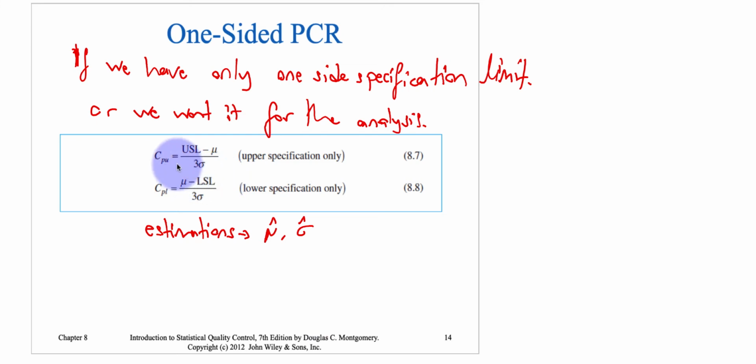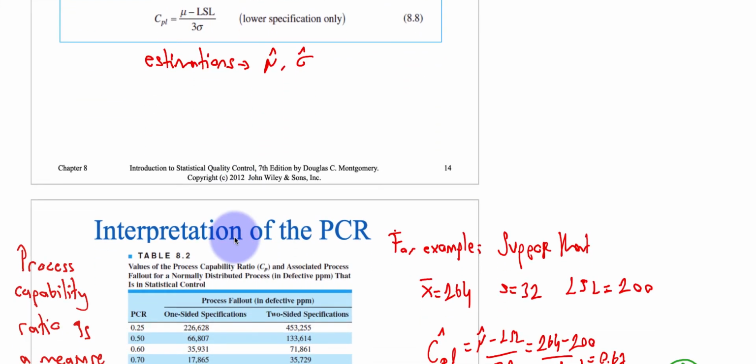In the upper-sided process capability ratio, we are just using the upper specification limit, and we are subtracting the mean of the process from the upper specification limit and dividing it by the 3 sigma level. And for the lower-sided process capability ratio, we are just using the lower specification limit, and we are subtracting the process mean from this limit. When we do not know the true value of the mean and the standard deviation, we can use the estimations.